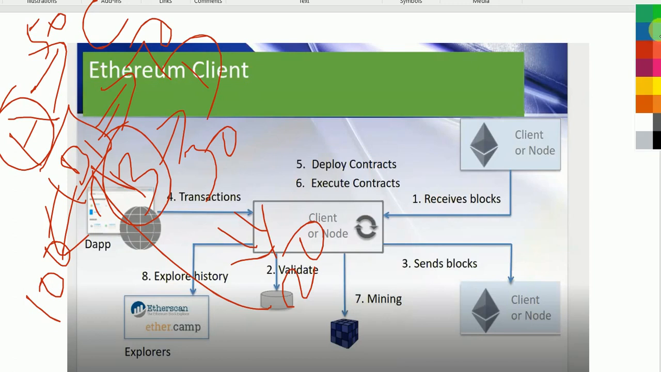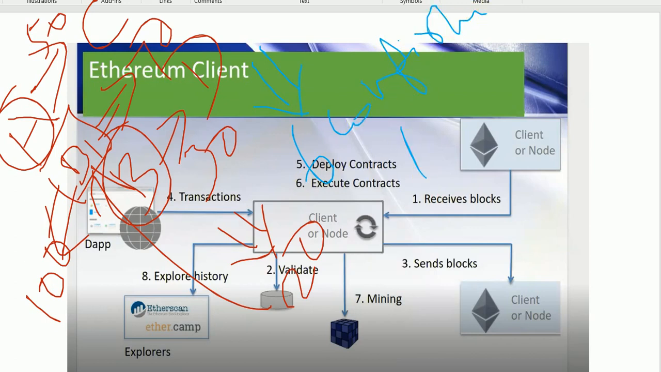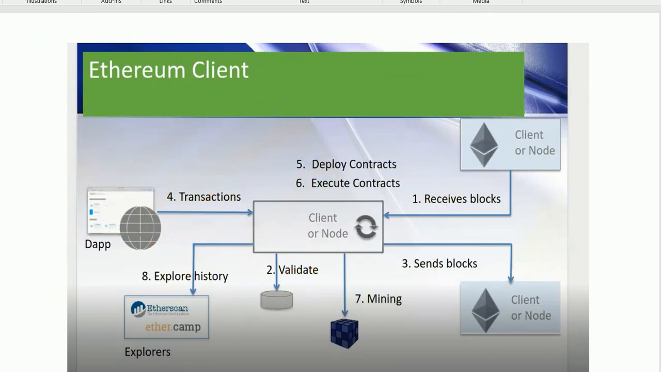this kind of problem can be eliminated in the blockchain by getting the 6 confirmations. Whoever gets the 6 confirmations first, their transaction is considered to be the valid transaction. The remaining transaction is considered to be invalid. So this is the basic idea about the Ethereum client.